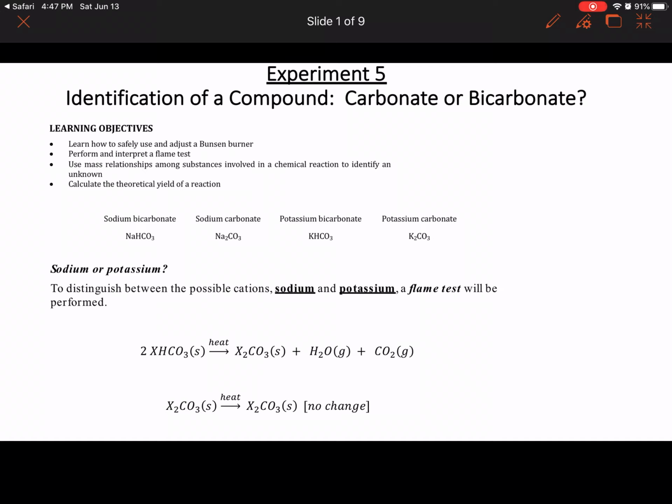And then at the end we are going to make a product, and then we need to find the theoretical yield of a reaction, and thereafter what is the percent yield of our reaction.